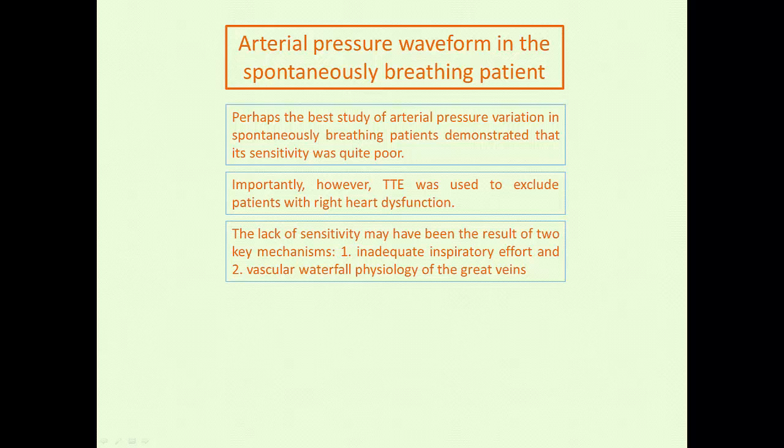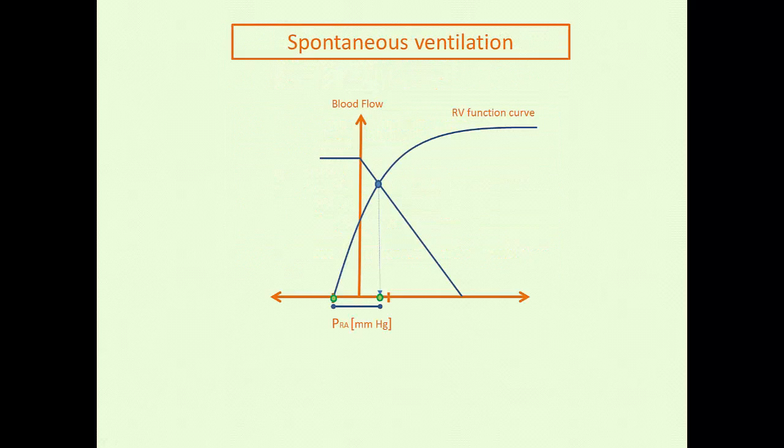You can hit that plateau region where you have a Starling resistor or vascular waterfall physiology, where you cannot increase right ventricular output anymore, and that may actually degrade the sensitivity. You may not be able to pick up patients who truly are volume responsive because their venous return is at its maximum as the great vessels collapse when they enter the thorax during a negative inspiratory effort. So how does that work? Again, it's this portion here that we're worried about.